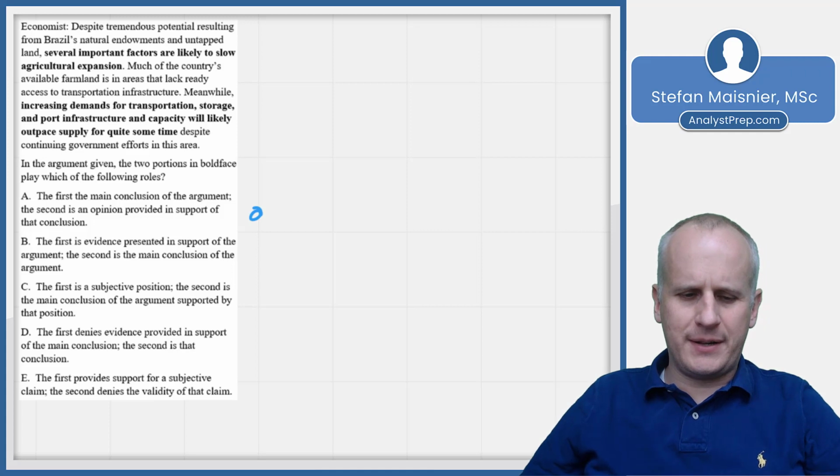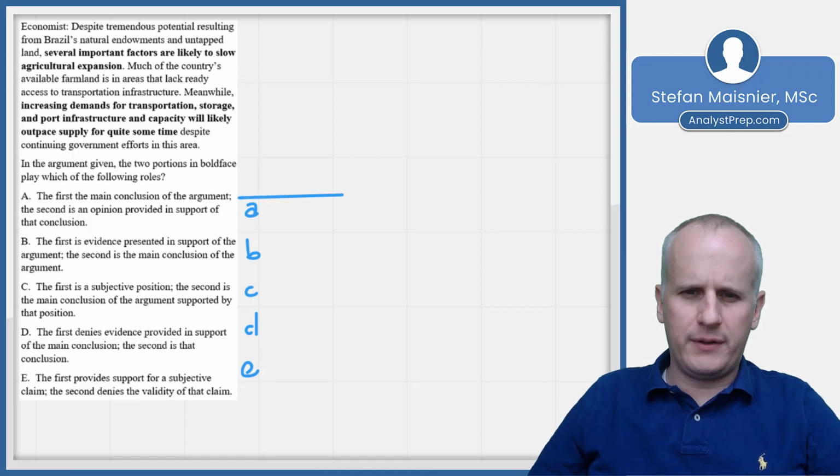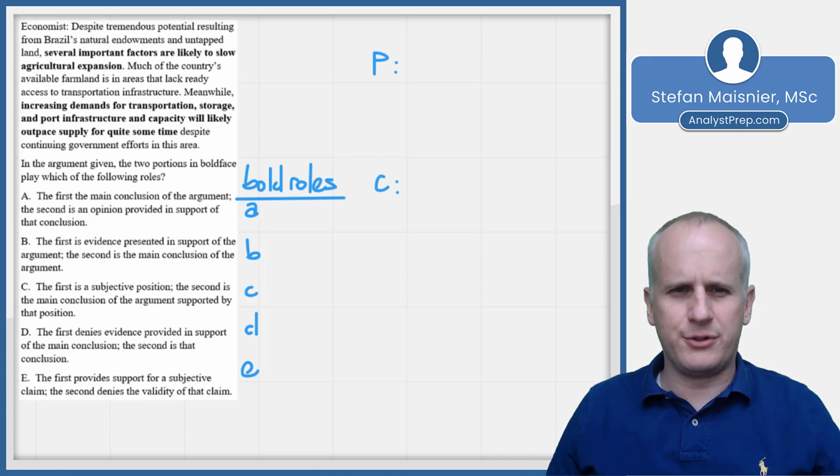So as we're setting up the scratch pad here, we immediately know what the task is because we see the bold font. And so we're just going to write out bold roles immediately. And we know we need to have a spot for premise and a spot for conclusion.